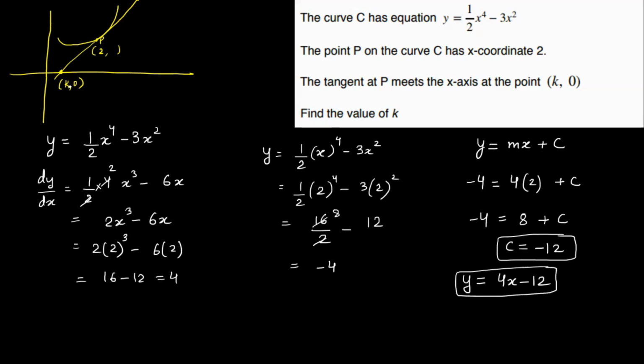Now, since this is the equation of the tangent and it is cutting the x-axis at (k, 0), these points will obviously lie on the tangent equation, which means we can put the values in: y is 0 and x is k, so 0 equals 4k minus 12. So k is equal to 3. The value of k comes out to be 3 when we put the points in this equation.